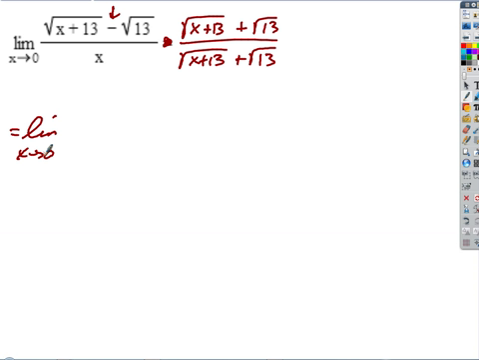And if I do that, what do I get on the top? I'm going to get x plus 13, first times first, minus 13. Because remember, when I multiply conjugates, the outer and inner cross terms always cancel. You could FOIL it out, but you don't have to, they're always going to go away. It's just going to be the first squared minus the second squared, always. And then on the bottom, I get kind of a mess.